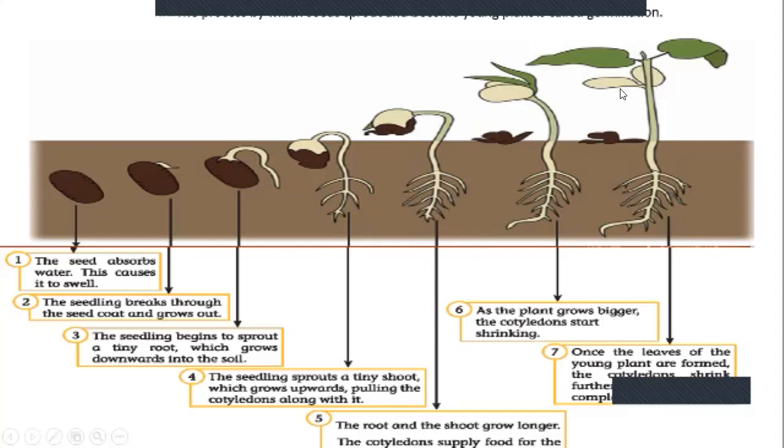Okay, so here you see, once the leaves of the young plant are formed, the cotyledon shrinks further and disappears completely. So these are the stages. The particular seed will sprout and become a young plant. So these are the stages, very important stages in the life of a seed.